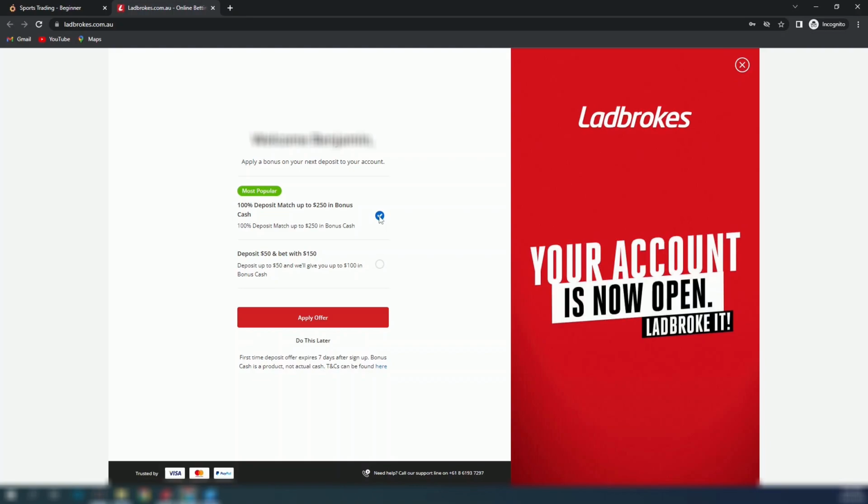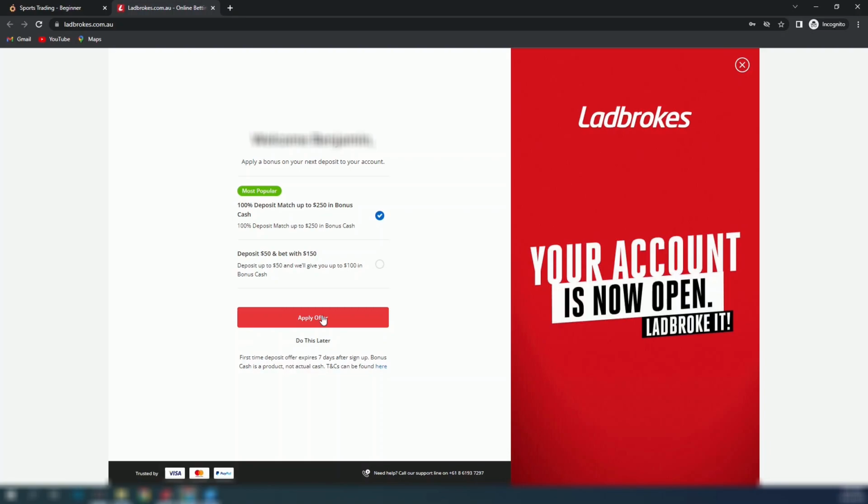It also has a couple of options here. You can opt for a smaller deposit match. However, we always want to go for the biggest deposit match possible that gives us the most amount of bonus bets and therefore the most amount of profit.